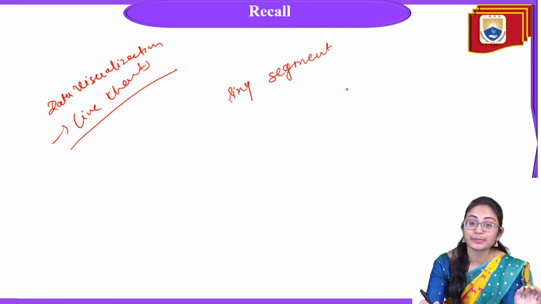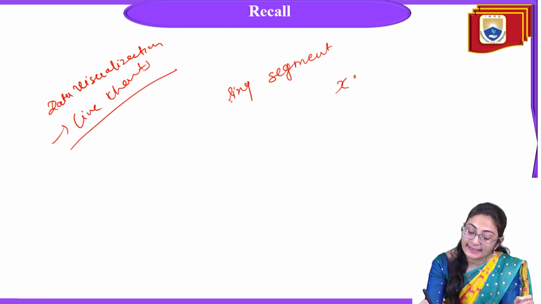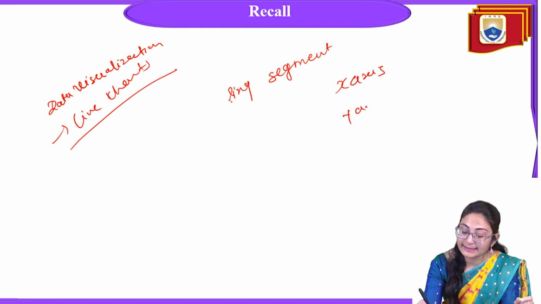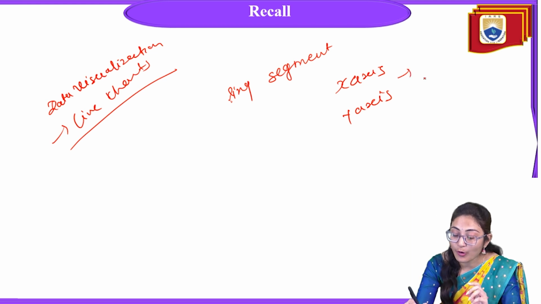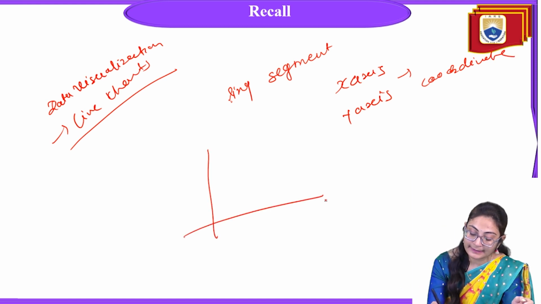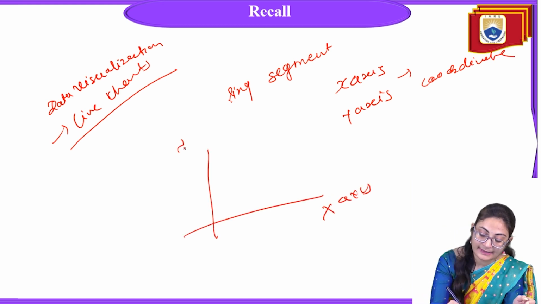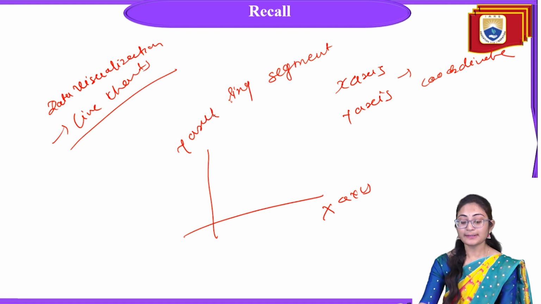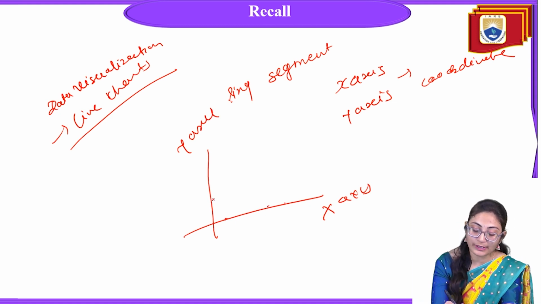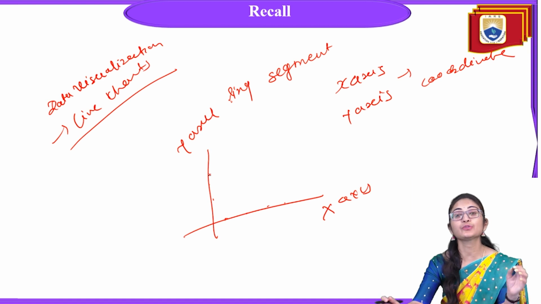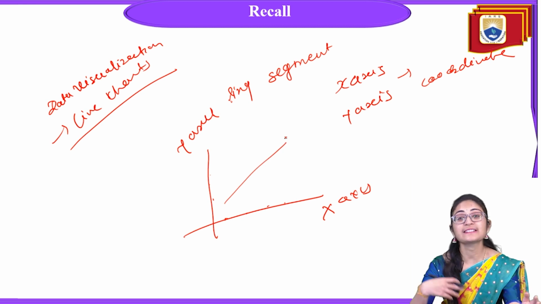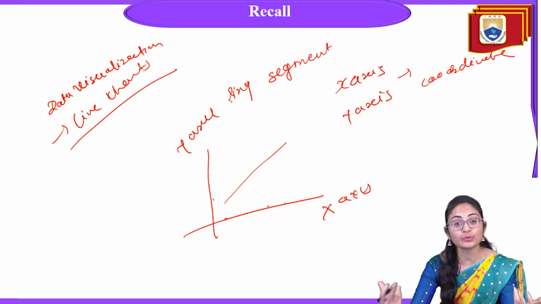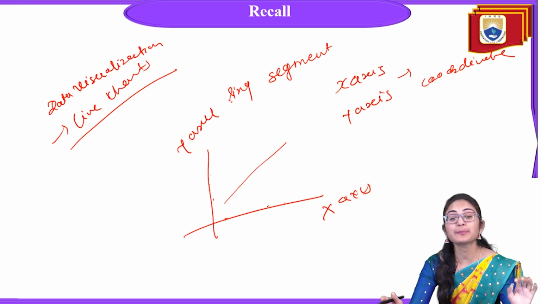That means a single graph can contain your x-axis, y-axis, and all the points, that is, the coordinates. This is your x-axis, this is your y-axis, and by using these points you can draw the line graph. Sometimes we use a single line, which is a single line graph, or multiple lines, which is a multiple line graph.